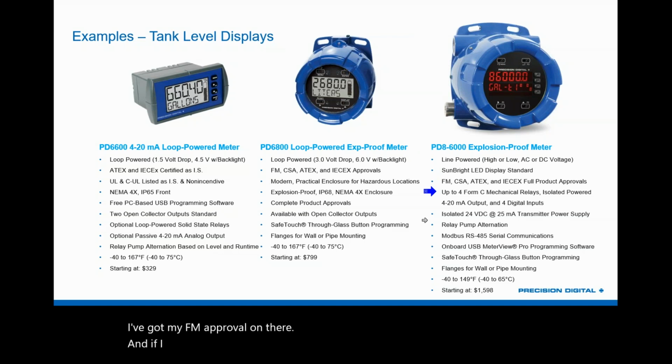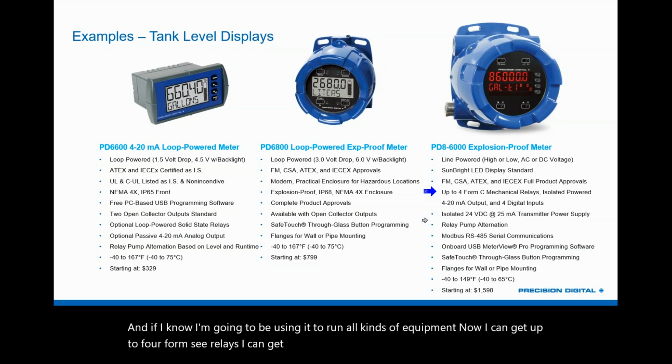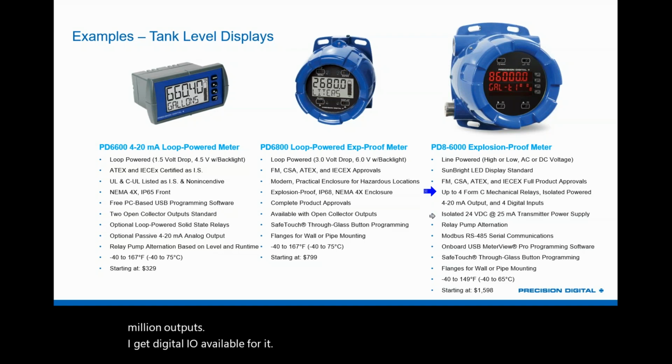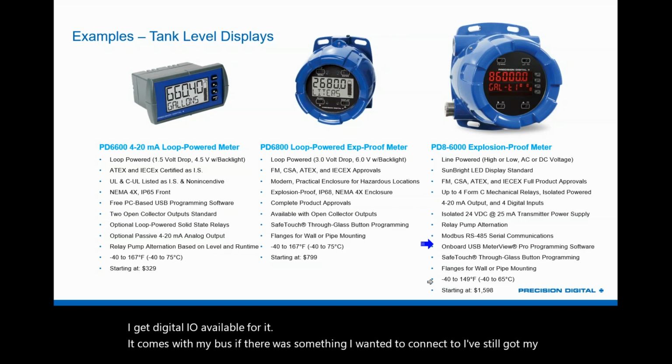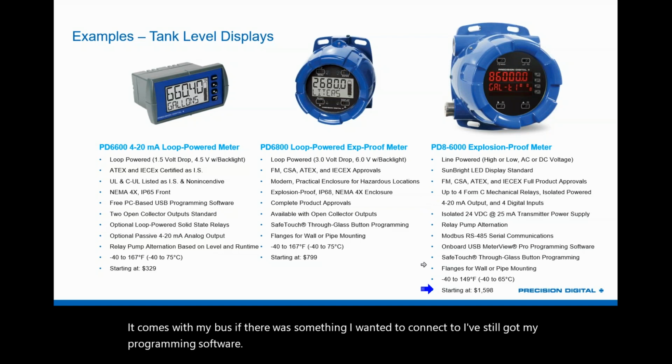And if I know I'm going to be using it to run all kinds of equipment, now I can get up to 4 Form C relays. I can get isolated power supplies. I can get powered 4 to 20 milliamp outputs. I can get digital I/O available for it. It comes with Modbus if that was something I wanted to connect to. I've still got my programming software, but the price is going to be higher.